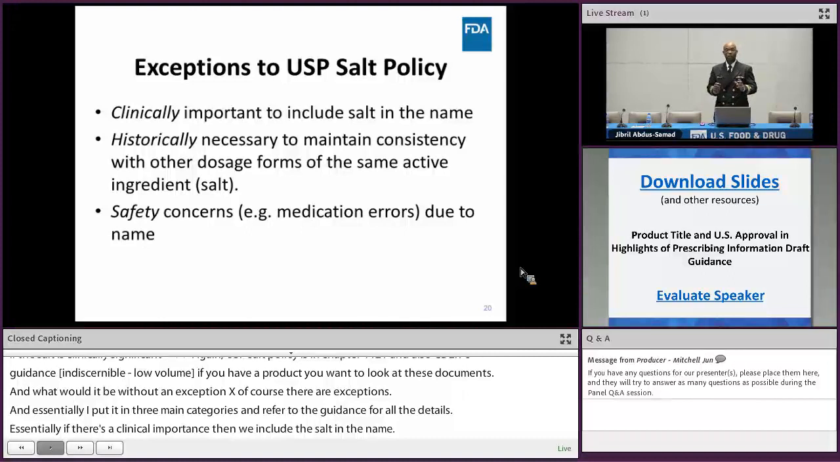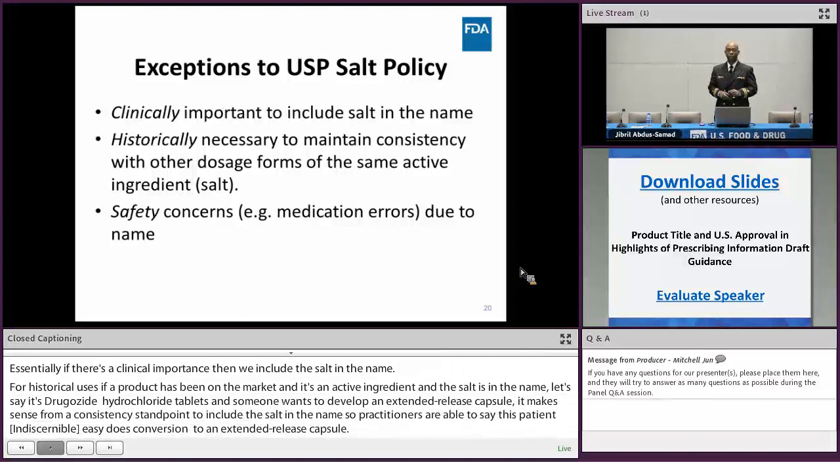But again, consult the guidance to dig deep into salt nomenclature. That's a whole other talk. But again, consult the guidance.